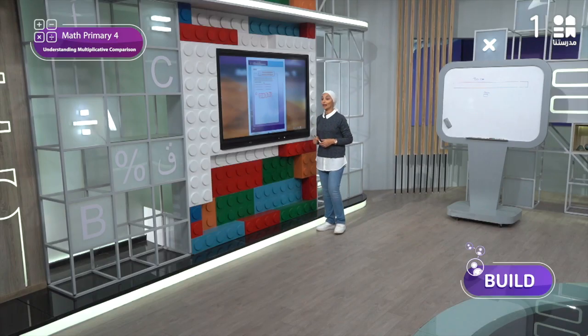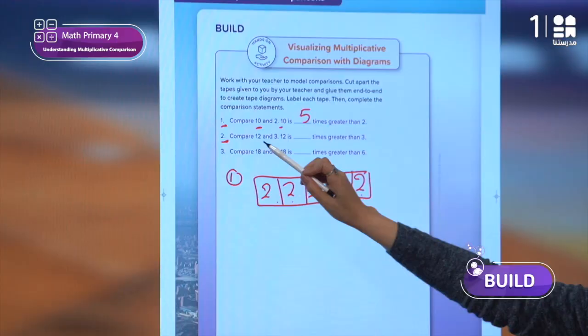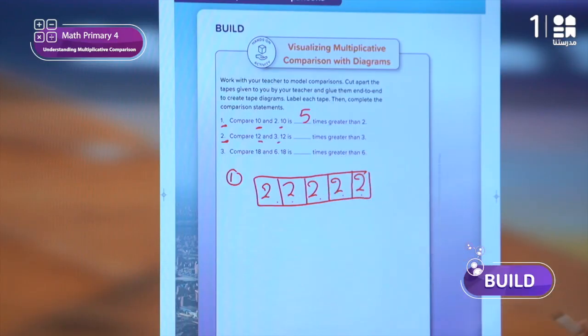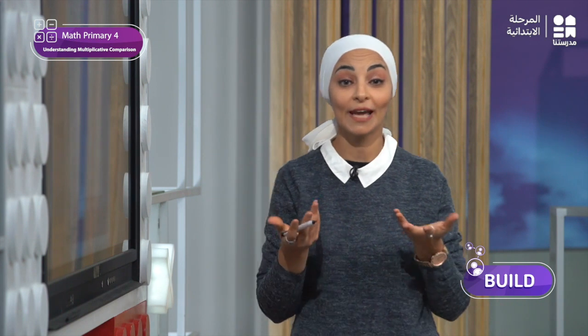In the same way, let's solve problem number 2. Problem number 2. Here I want to compare between 12 و 3. عايزة أقارن بقى ما بين 12 و 3. Which means we need to know how many 3's في ال 12. أنا عايزة أعرف ال 12 دي فيها كام 3.